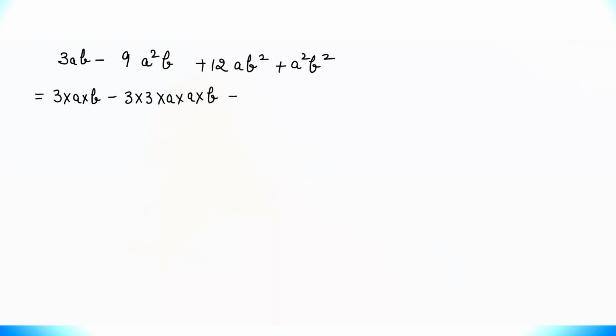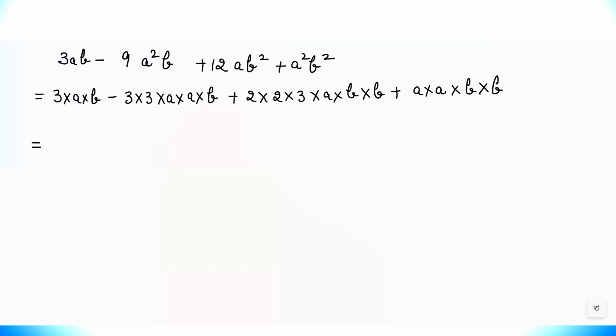Then 12 can be written as 2 into 3. Then AB square can be written as B into B. A square can be written as A into A. B square can be written as B into B. Now we have 4 different terms here. So we need to see in all these 4 different terms what is there.